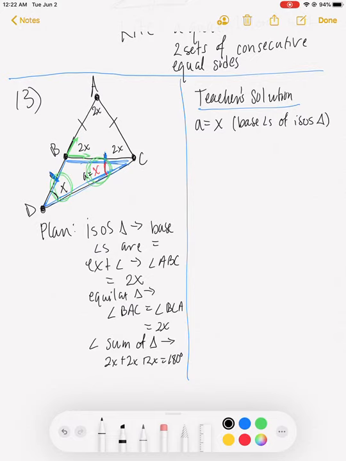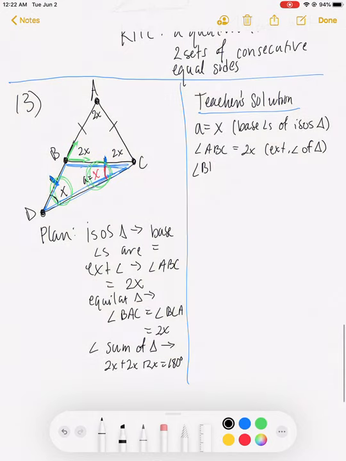Okay. And once we knew that the x was there, we used our exterior angle to get angle ABC. So angle ABC is equal to 2x by exterior angle of triangle. And then we know that angle BAC is equal to angle BCA, which is also equal to 2x by equilateral triangle property.